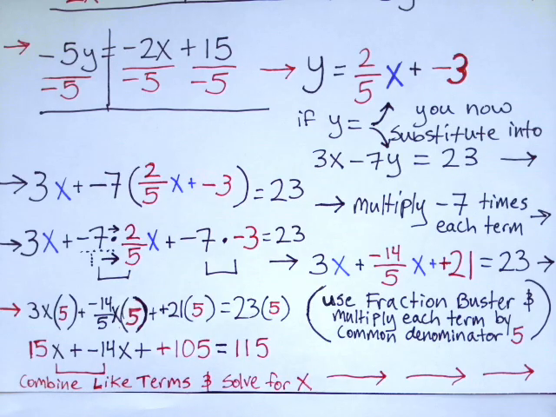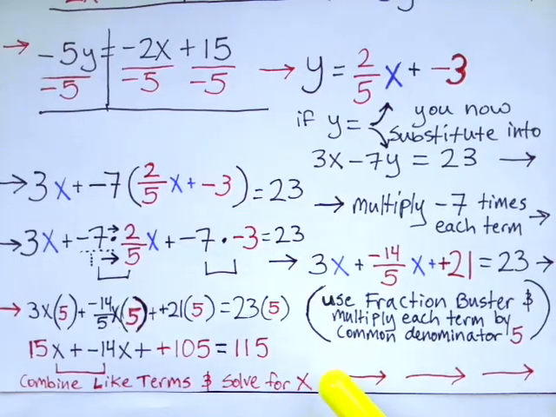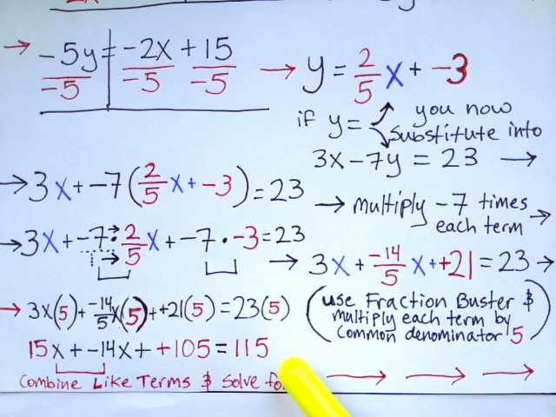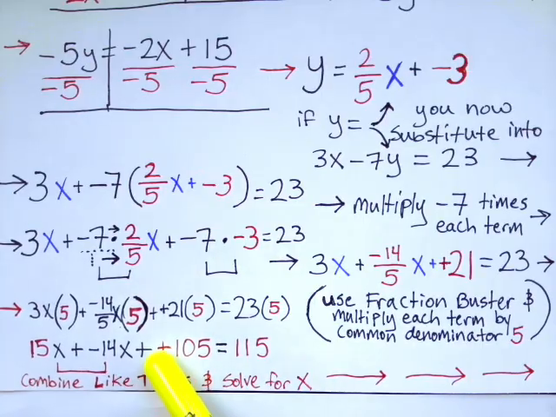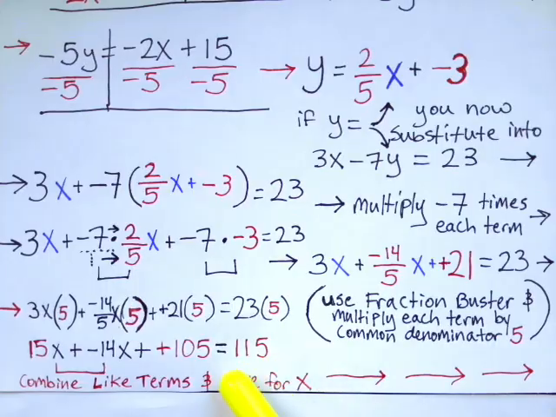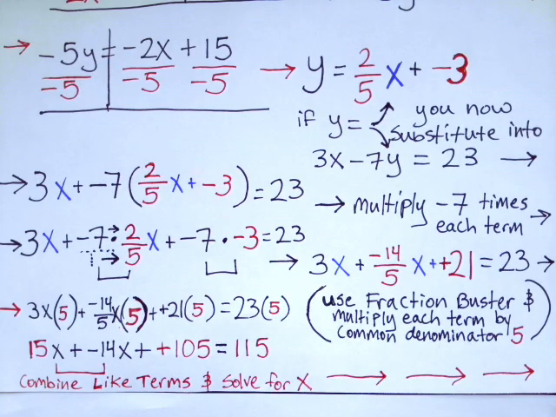I like to show that to you on the next page. I do not like to rush these videos, so I'll make a continuation video from here. So I'm going to explain once again. 15x plus a negative 14 gives me 1x plus 105 equals 115. I want to get that 1x by itself. I'm going to subtract 105 from both sides. That's going to give me a value of x.